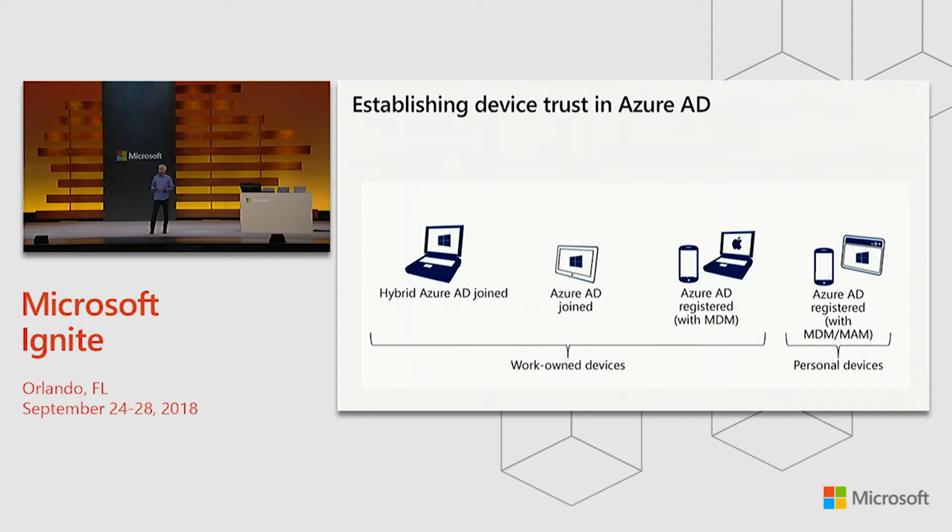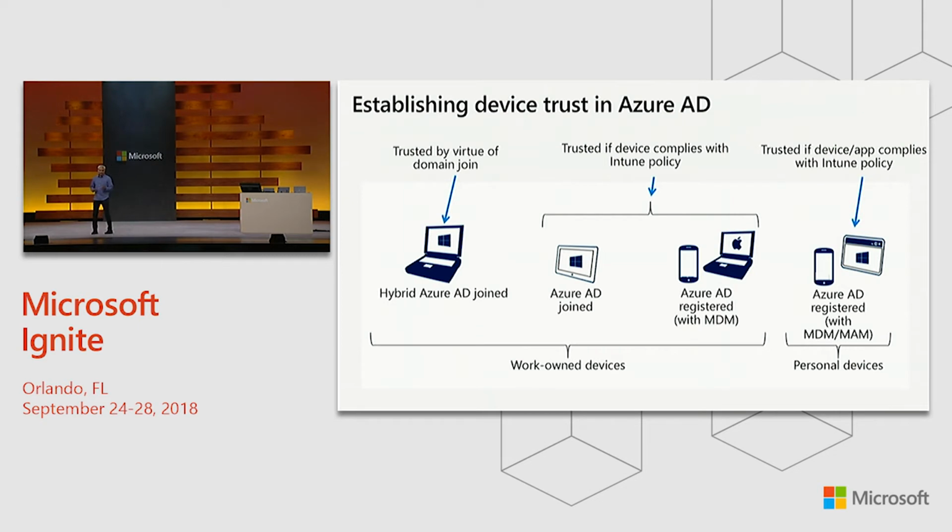And the way we would establish trust for these devices is, in the case of hybrid Azure AD join, just by virtue of it being joined to your Active Directory. Because you get to manage that device, you have full control on that device, you trust that device. And on the other side, for the Azure AD join and the Azure AD registered with MDM, the trust is established by Intune compliance policies. So Intune is able to evaluate compliance on an ongoing basis for these devices, and based on that, you can trust that a device is compliant, that it meets your corporate standards for it to have access to your resources. So that's sort of the idea.